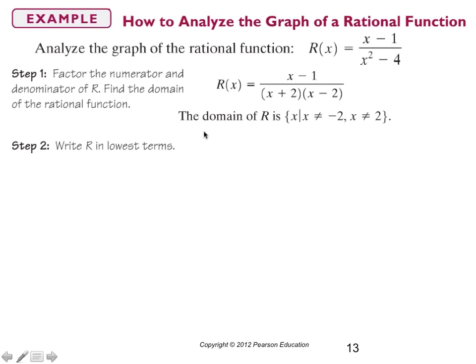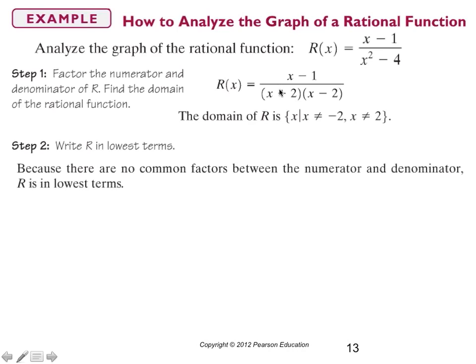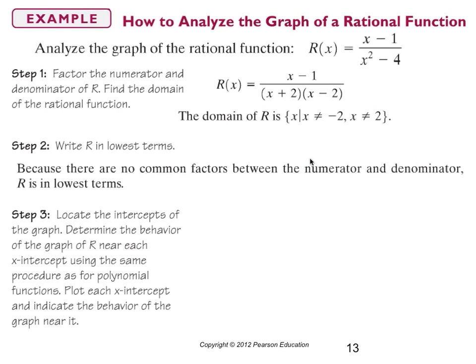Now we want to write r in lowest terms, and if you notice, there are not any common factors between the numerator and the denominator, so r is already in lowest terms, so there's no canceling to do. But if there were canceling to do, you would do it after step 1.